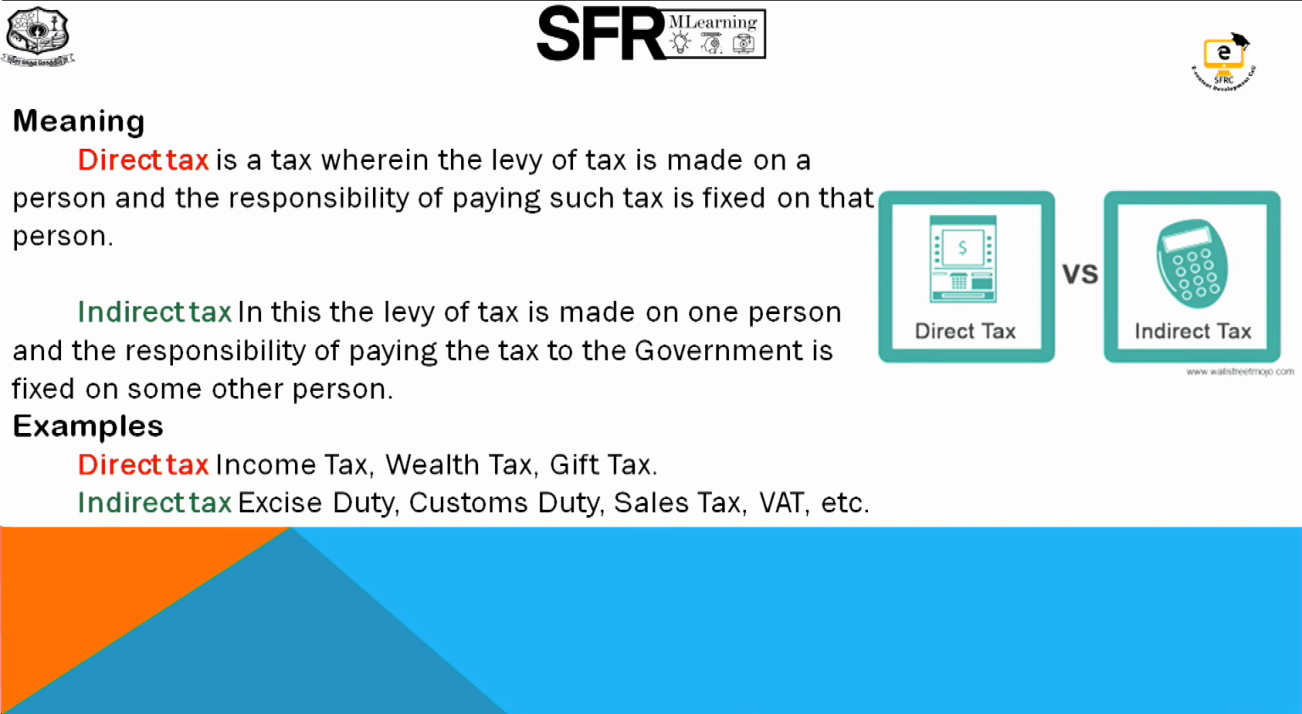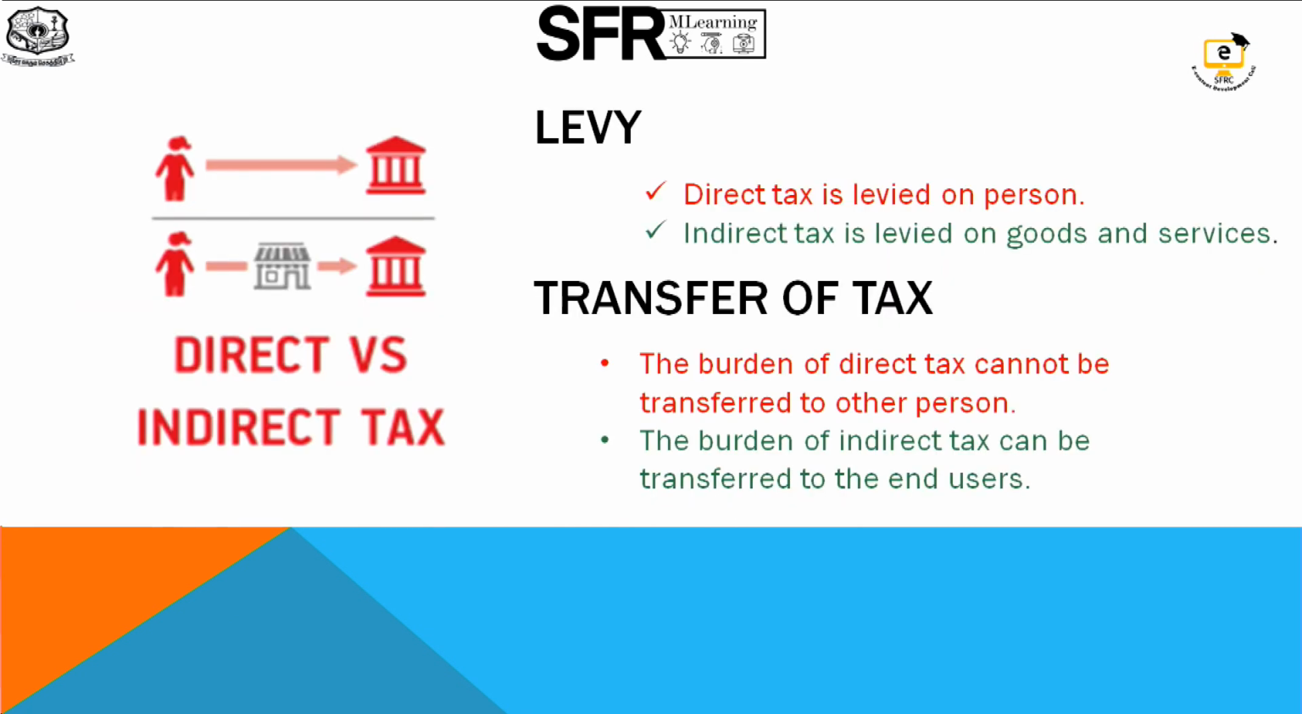Direct tax is a tax wherein the levy of tax is made on a person and the responsibility of paying such tax is fixed on that person. At the same time, indirect tax is a levy of tax made on one person and the responsibility of paying the tax to the government is fixed on some other person. Examples of direct tax are income tax, wealth tax as well as gift tax. Examples of indirect tax are excise duty, customs duty, sales tax, VAT and so on.